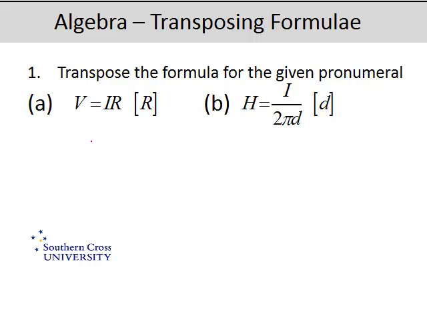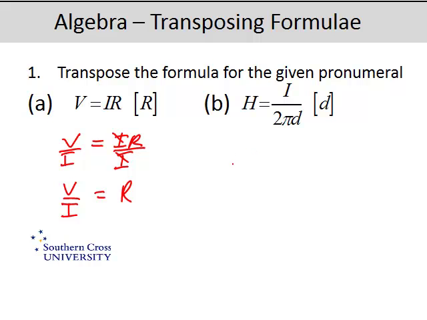So in this case we've got I times R. The opposite of timesing by I is dividing by I. So I'm going to divide both sides by I. So the I's cancel out and we end up with R equals V over I.